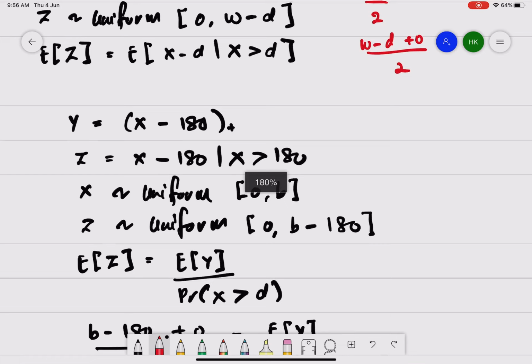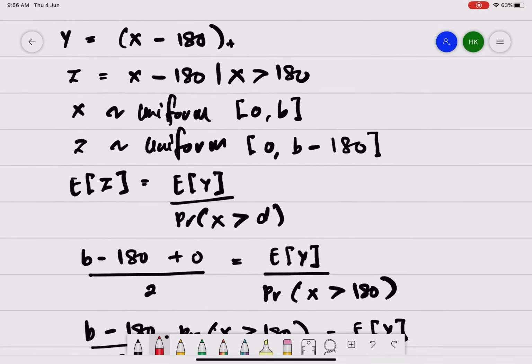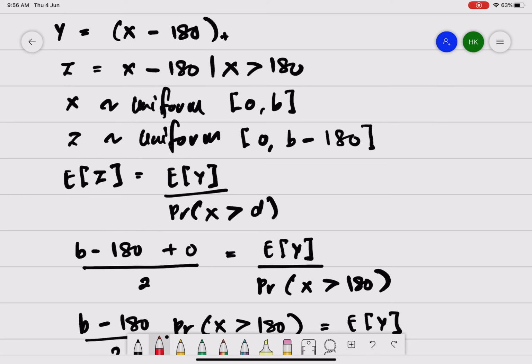Okay, so here is the relationship between the D and the Z, expected value of Z and expected value of Y. Expected value of Z is equal to expected value of Y, divided by probability of X greater than D. And you know that this is the expected value of D, because Z is defined as uniform from 0 to B minus 180. So you will get this.